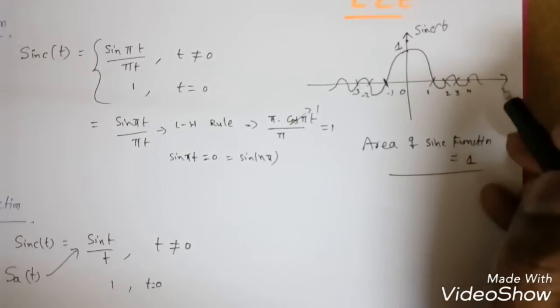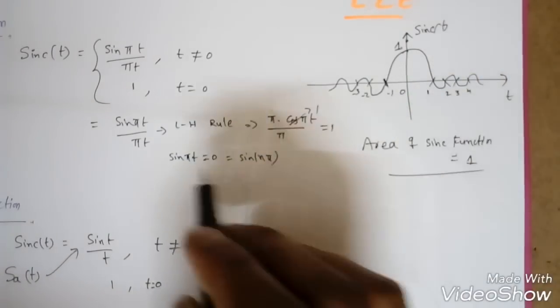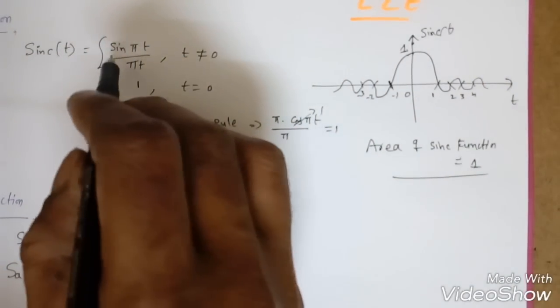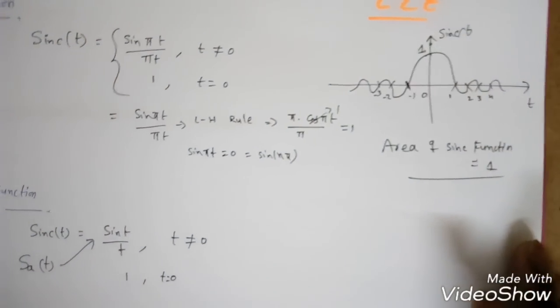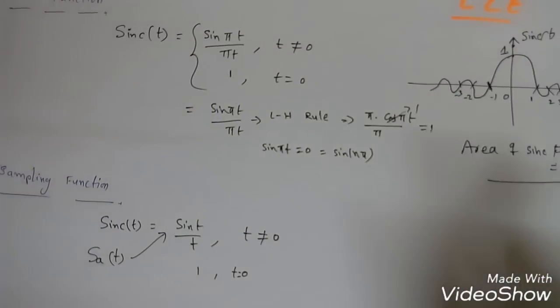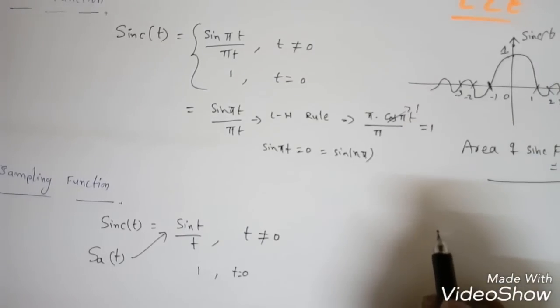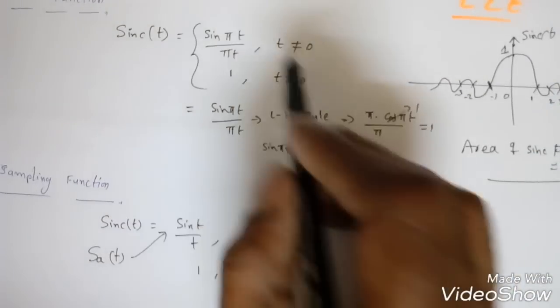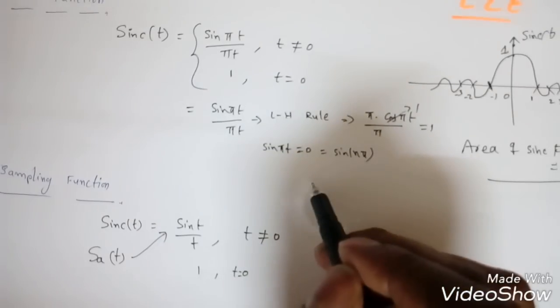If we integrate from minus infinity to infinity, we will get 1. From the integration formula, we will get the area of this one is 1, right? So that is about this sinc function. In detail we have to discuss again in the Fourier transform.